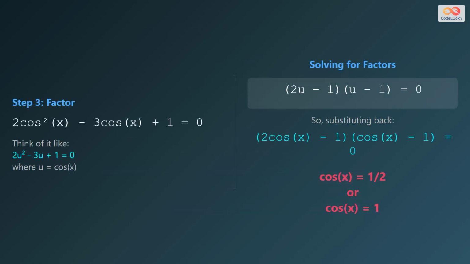Now we factor the quadratic equation. If it helps, imagine cosine x is just a variable u. The equation 2u squared minus 3u plus 1 factors into 2u minus 1 times u minus 1. Substituting cosine back in, we get two factors, 2 cosine x minus 1 and cosine x minus 1. Setting each factor to 0 gives us two possible values for cosine x, 1/2 and 1.